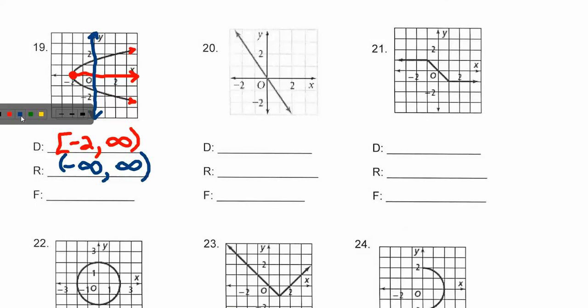And then finally, function or not a function. Well, if we look at the y-axis here, it touches the graph once, twice. So since it touches it more than once, it's not a function.